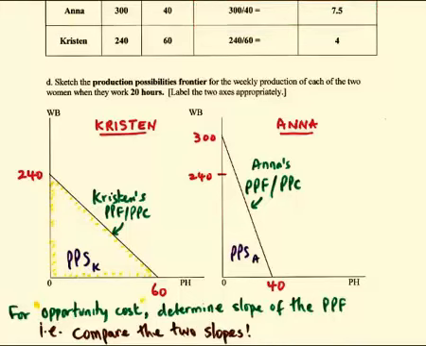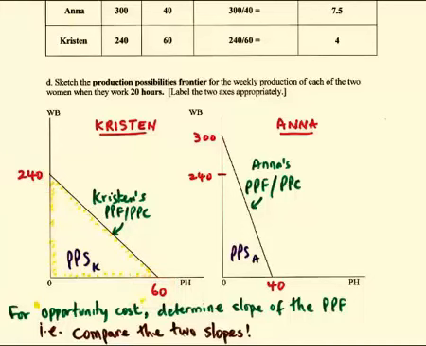Let us look at the data for Kristen. 240 wristbands when she specializes in wristband production, or 60 potholders when she specializes in producing potholders. For each potholder Kristen produces, she needs to give up producing 4 wristbands. The opportunity cost of each potholder for Kristen is 4 wristbands foregone or given up.